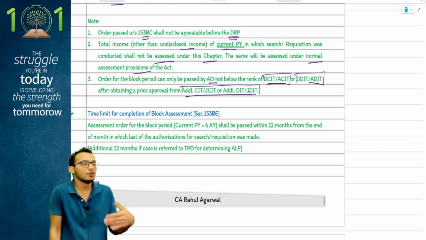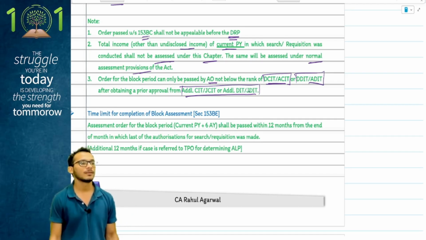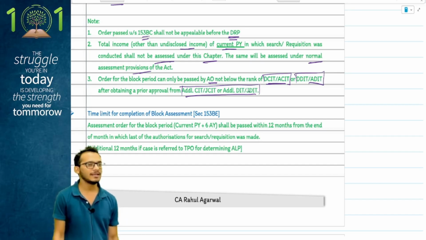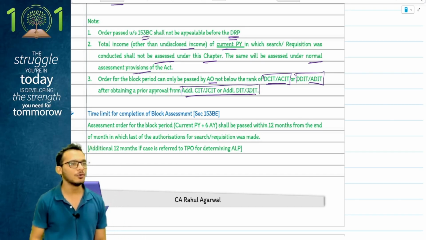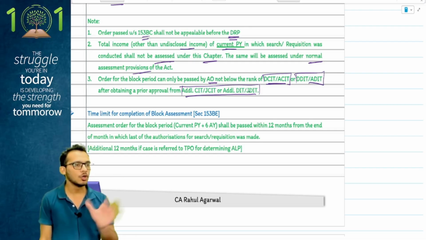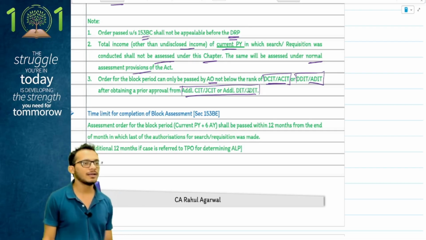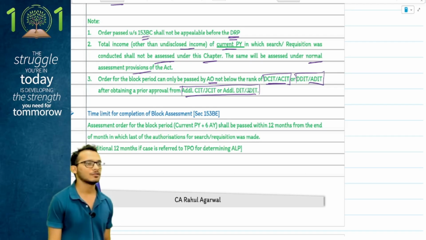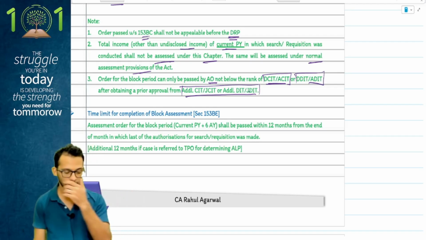Understand, people, for me to do a raid, I need approval from CIT, but for me to pass an order, I need approval from JCIT. Luckily, if my JCIT is empowered by board, then he can give approvals for both. Agreed. Yes or no? Yes, that is what the procedure is.